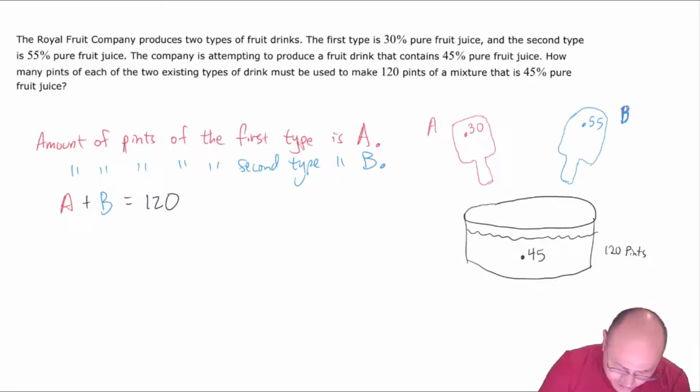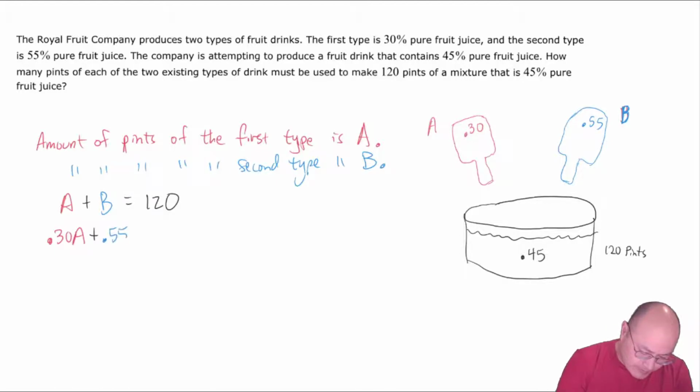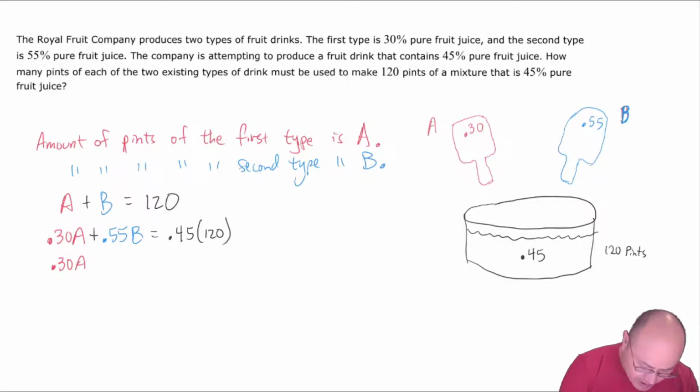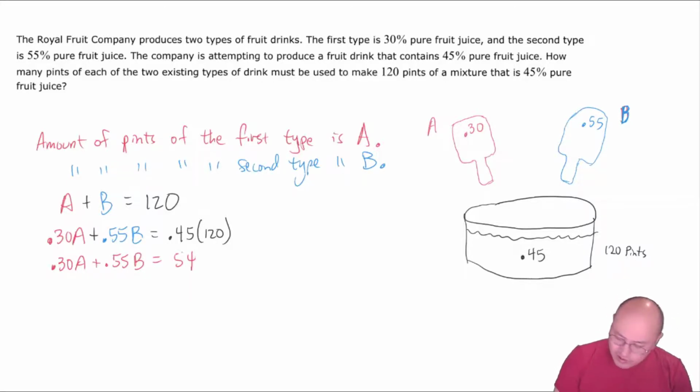So the second equation is about pure fruit juice. For the first type, we know it's 30% times the amount of juice of type A plus, what's the second type? The second type is 55%. And then finally, out of 120 pints, what's 45% of that to get the total amount of pure fruit juice? If you do that on your calculator, we get 54. So the second equation really just says 0.3 times A plus 0.55 times B is now equal to 54.